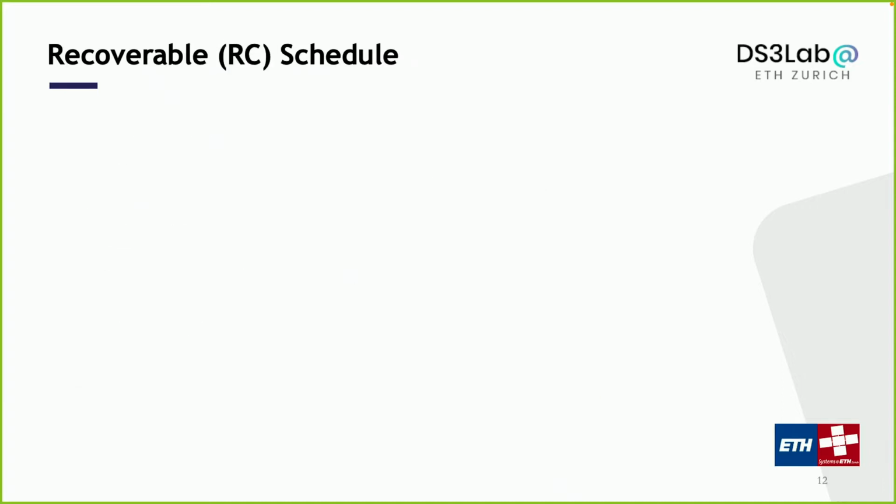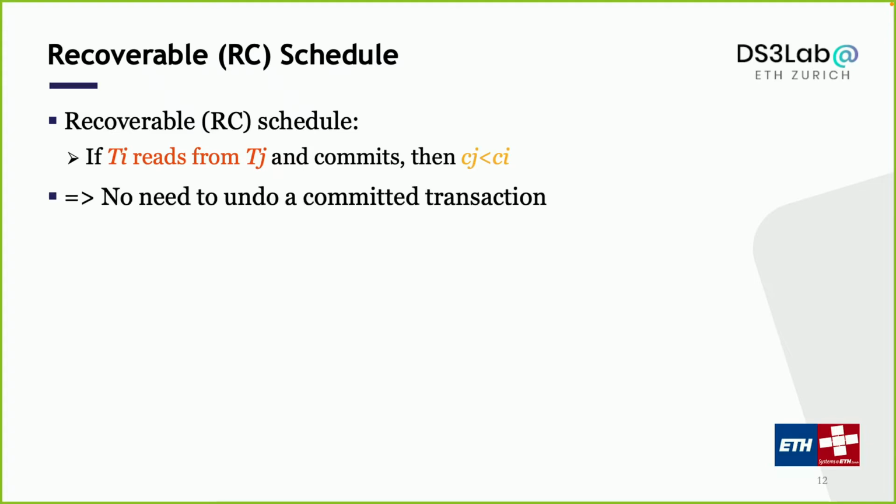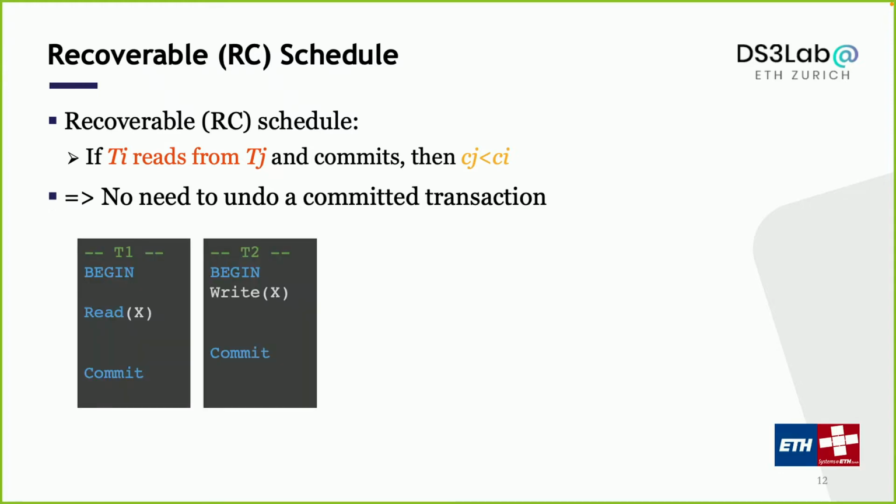So now let's see the recoverable schedule, the first family. Essentially, if Ti reads from Tj and commits, then we must have Tj commit before Ti. If you think about the property that this condition is going to enforce, if you have a schedule that's recoverable in this family, you have durability in the sense that you do not need to undo a committed transaction. So here's one example. Okay?